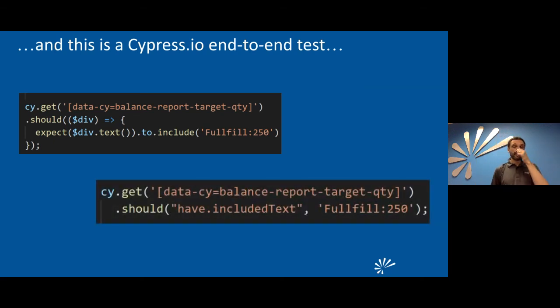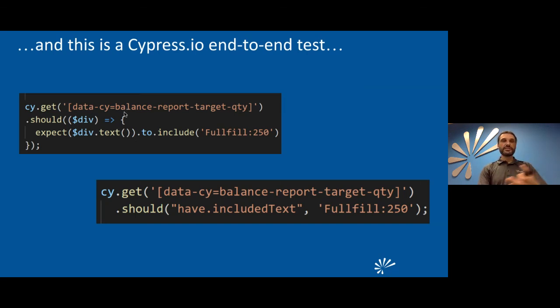And then I came up with something like this. CY, which is Cypress, gets the following element, and that element should have included text, fulfill, whatever, right? Yeah, one might say, oh, but this, have dot included text, it's just a way to work with the assertion library at this point. But at least I can read through it without seeing dollar signs and way more parentheses and dots than I actually need.